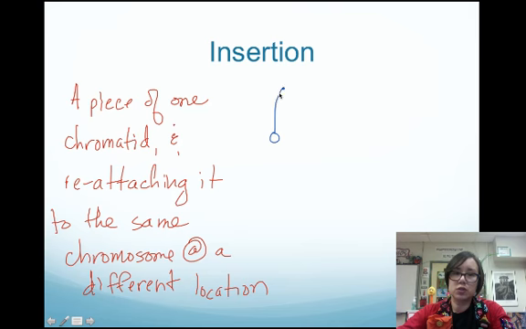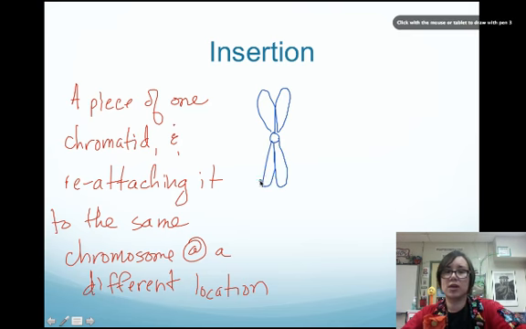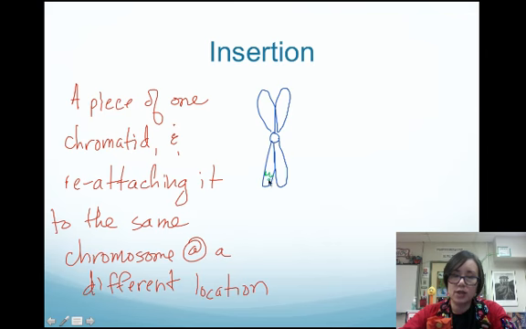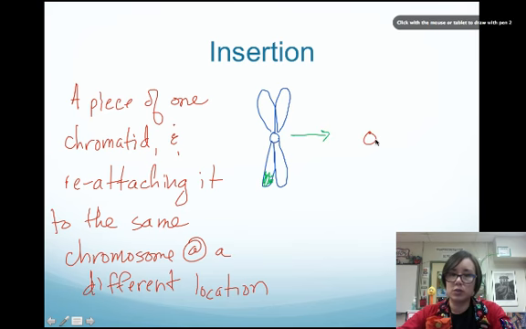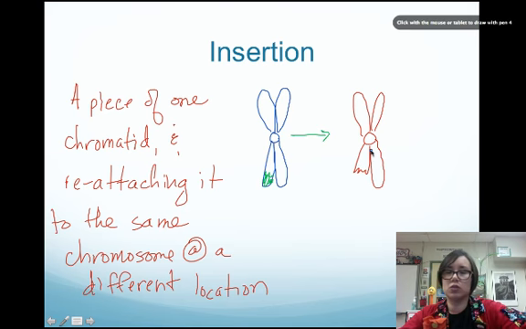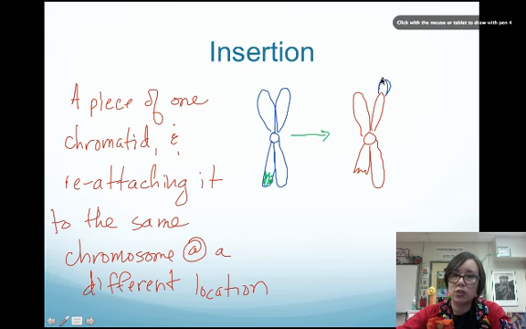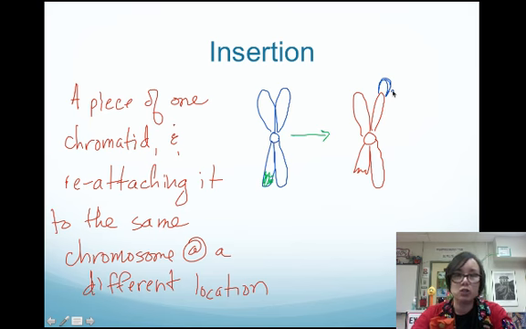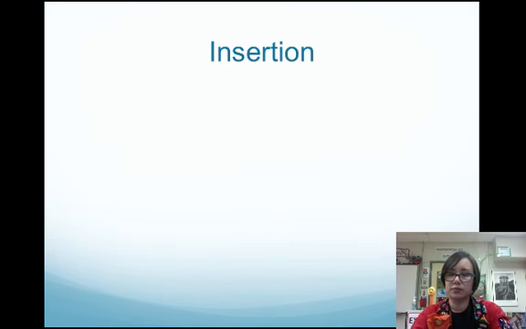Here's my original chromosome, and some sort of event will happen that will break off this little piece of my chromatid. When that little piece breaks off, we're now going to see a new chromosome, and my new chromosome looks like this with that piece missing. But what I'm going to do is reattach it to the same chromosome, and it's just going to go somewhere else. So it might attach right here onto the other chromatid. That's my insertion event.